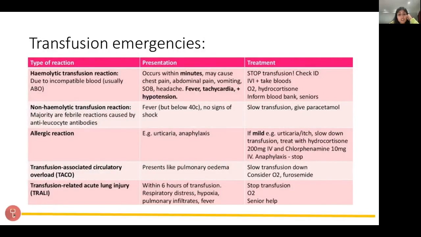And in terms of managing it, same as TACO, stop the transfusion. We don't slow it down. We tend to just stop it, give them oxygen as needed, and escalate up. I would escalate with any of these things as an F1. But yeah.